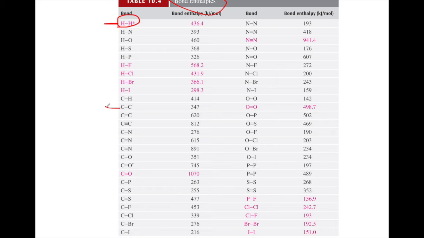If we look at another bond, let's look at a carbon-carbon bond. If we have a molecule that contains a carbon-carbon bond, it would require about 347 kilojoules to break that bond. You can see a carbon-carbon double bond requires even more energy, and a carbon-carbon triple bond requires even more energy. So we can get a measure of how much energy is contained in a molecule by what types of bonds they have and how much energy it takes to break those. And how much energy it takes to break a chemical bond is what is defined as the bond enthalpy.